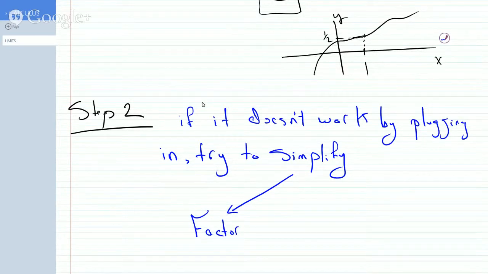Oh, by the way, when I say if it doesn't work, why wouldn't it work? Because it would make your denominator 0. And in math, you can't have a 0 denominator. This is not acceptable. Okay.